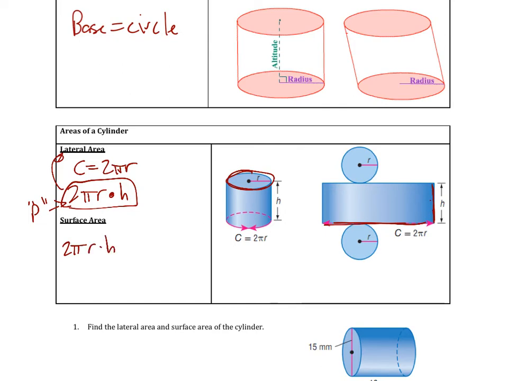Surface area is not much different. I'm going to take the area of the two bases, except I know that the area of the two bases is going to be a circle. So I do pi r squared times 2. All right, again, I know that this represents the perimeter, the distance around my circle.